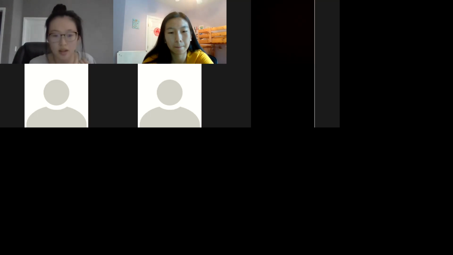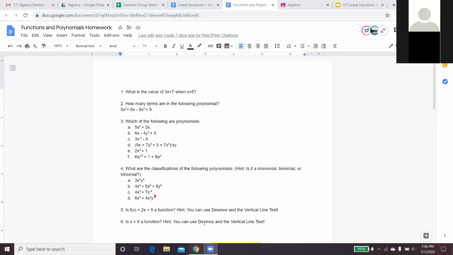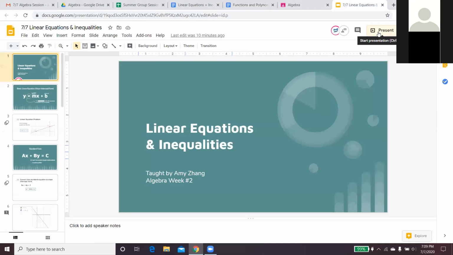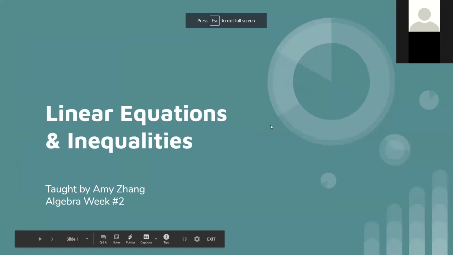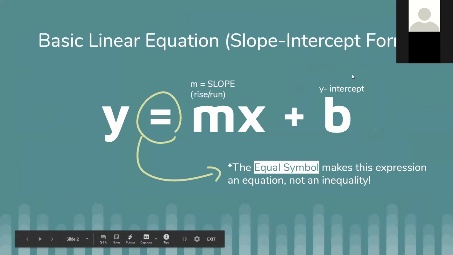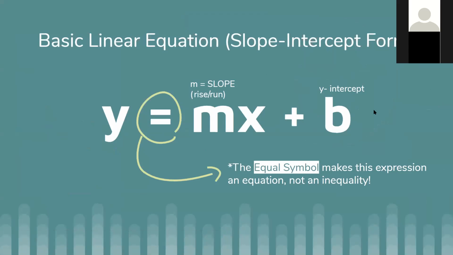Amy, you can share your screen. So like Sherry said, today's lesson is going to be on linear equations and inequalities. So this is your basic linear equation. It's in slope-intercept form. So you have your y and then the equal sign. The equal sign is pretty important because that's what makes this expression an equation and not an inequality. And then you have your mx. So m is your slope. You can find it on the graph by dividing your rise over your run and then adding your y-intercept.